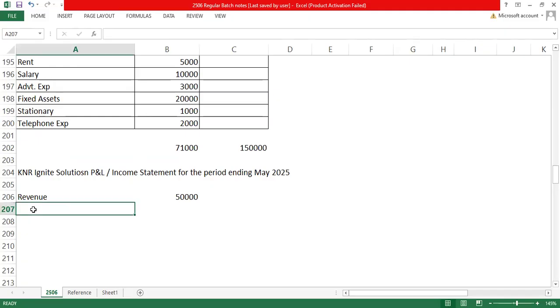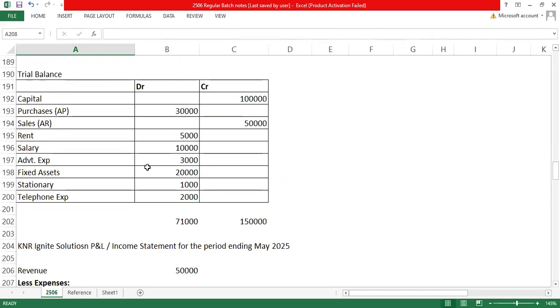Now let's say less expenses. Now you need to reduce all the expenses that you have spent. Okay. Now what are the expenses that you have incurred? Now let me list it out. Let me highlight all this. Rent is an expense, salary is an expense, advertisement is an expense. Fixed asset is not an expense, so we don't add this to your profit and loss account. A fixed asset is going to have an impact for more than 1 year, which gives you benefit for more than 1 year.